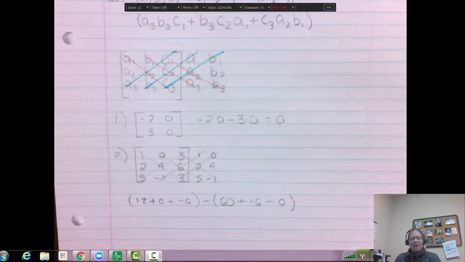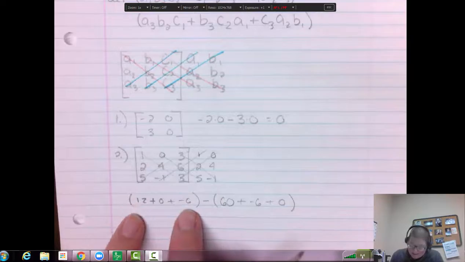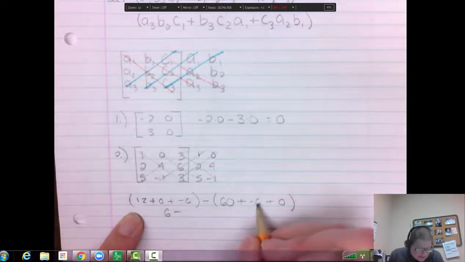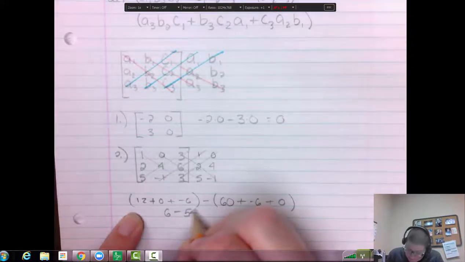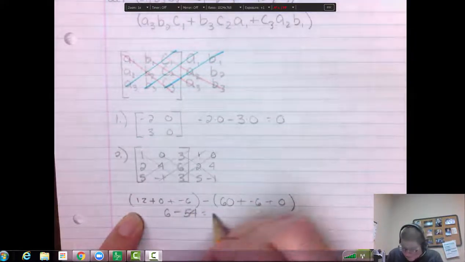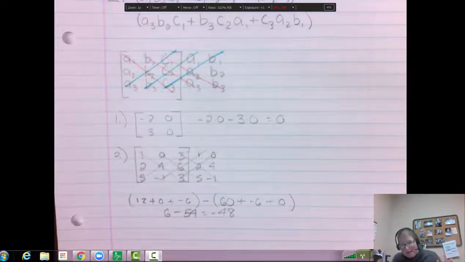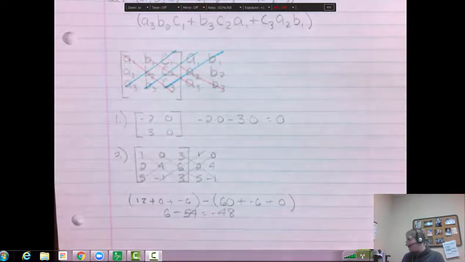All right, now 12 plus -6 is 6. Minus 60 minus 6 is 54. So 6 minus 54 is -48. Whew, not too bad, but again, it's making me add, subtract, multiply, and honestly, the more you do these basic stuff, the better you get at the harder stuff.